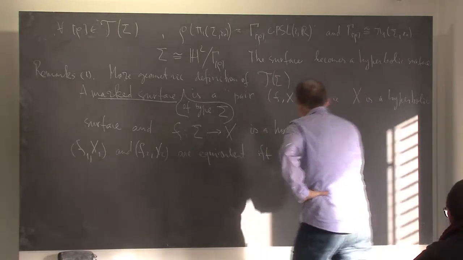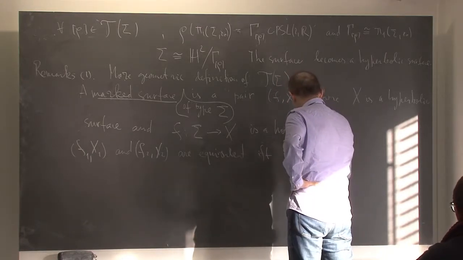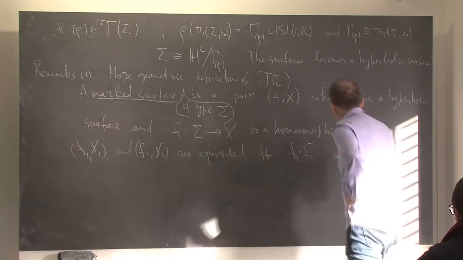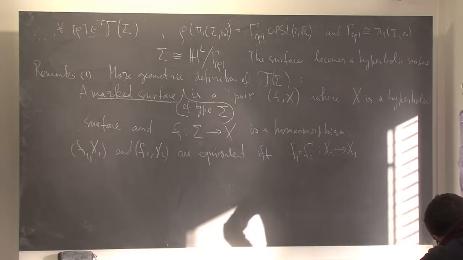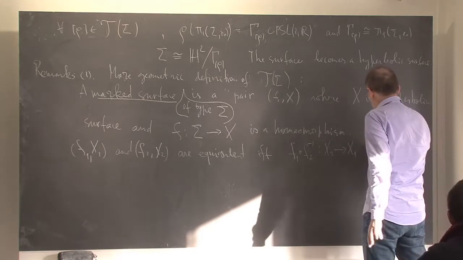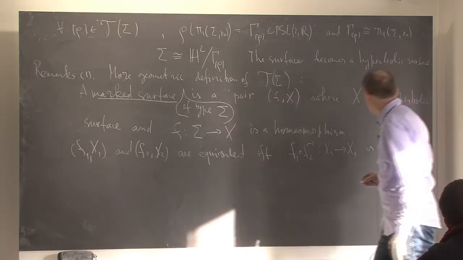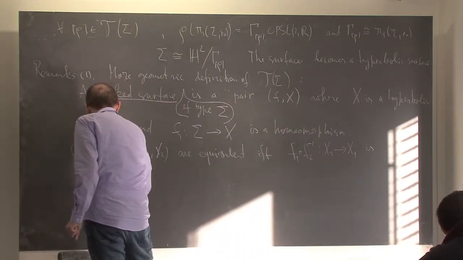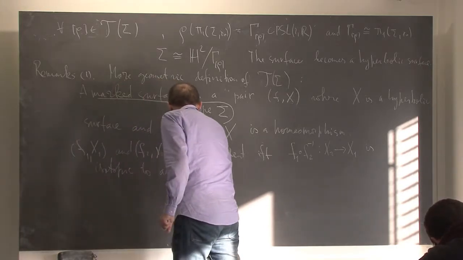Okay, what we can do, we can make a composition F1 composed with F2 inverse. And this maps X2 to X1. And we say that two marked surfaces are equivalent if this composition is isotopic to an isometry.